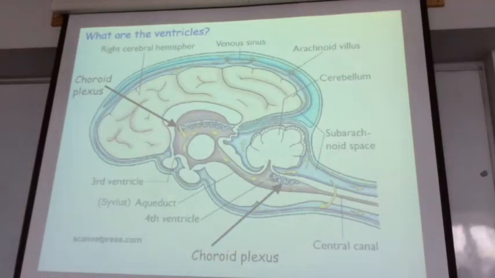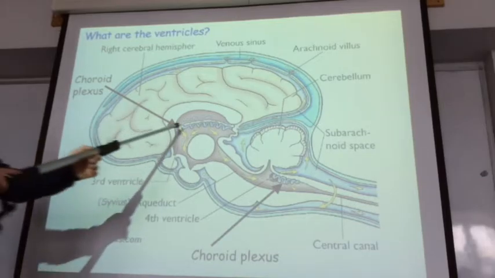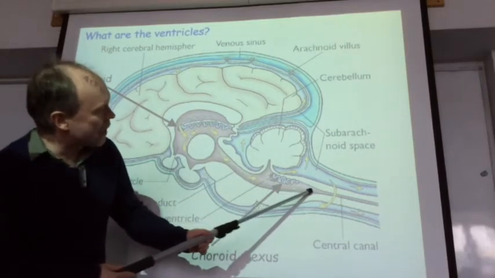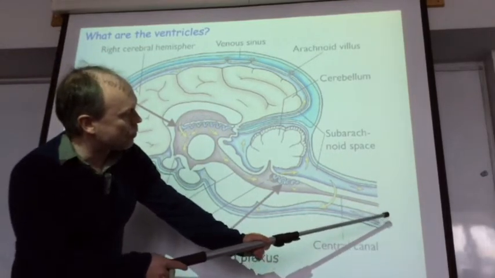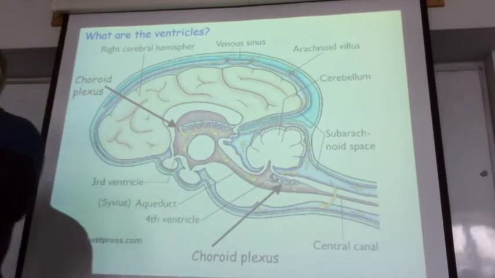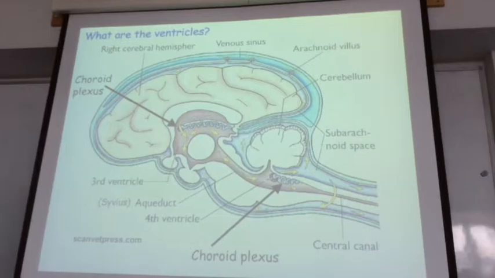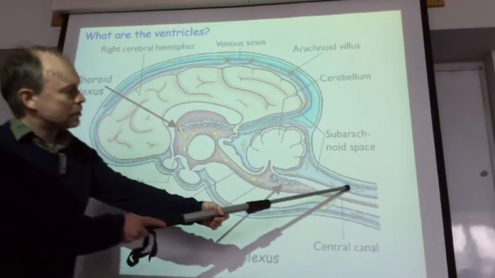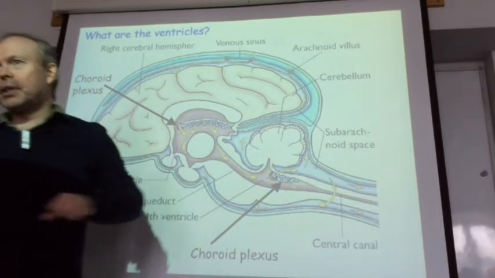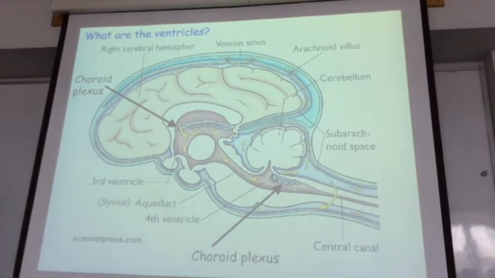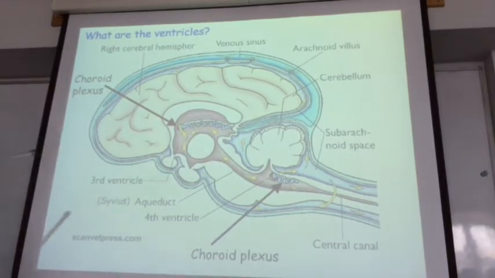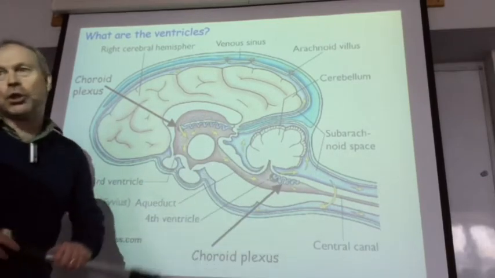So these are all interconnected, and then they go down the spinal cord, and it drains typically to a vein. If you get blockages here, it could cause the pressure to build up in the brain. And one of the ways that will happen is if you specifically breed a dog with a midbrain which is too big for its skull, like a King Charles Cavalier Spaniel.